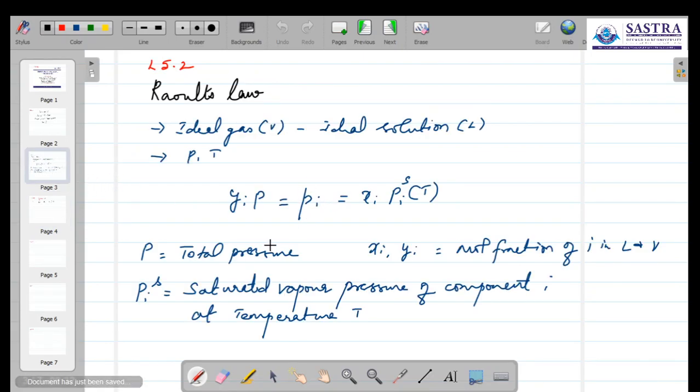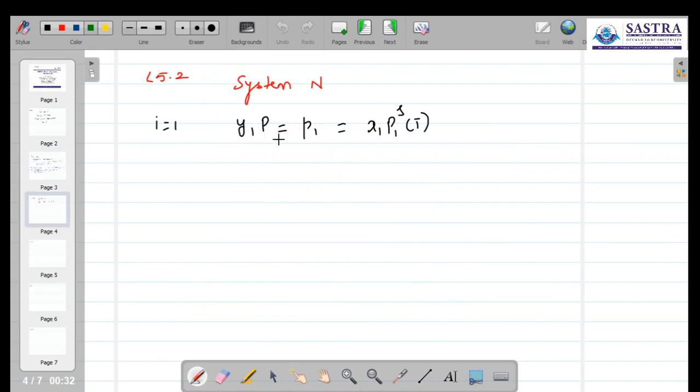This pis is a saturated vapor pressure, whereas pi, as in this slide below, is the partial pressure. So this term is the partial pressure of component 1. So here y1 P is equal to p1, the partial pressure of component 1, that is equal to x1 p1s.